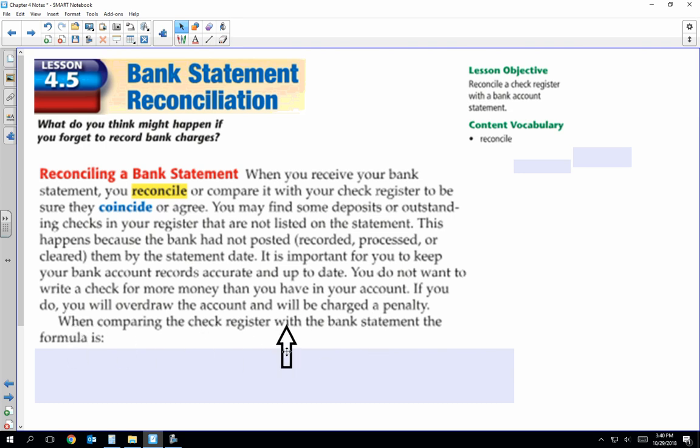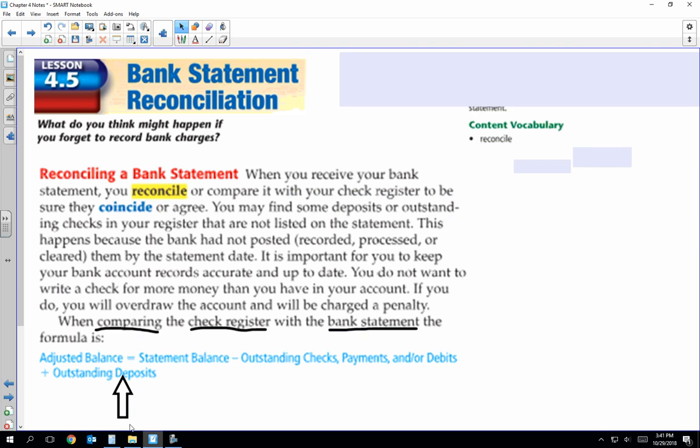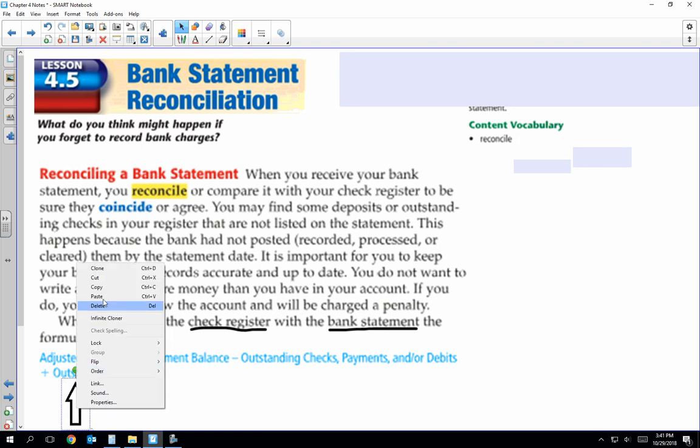When comparing the check register with the bank statement, the formula is, so I also want you to underline check register and bank statement, because that's what we're doing. We're comparing the check register with the bank statement. So here's what we do. We take our adjusted balance from the statement, so we take our statement balance, subtract any outstanding checks, payments, and or debits, and add outstanding deposits.